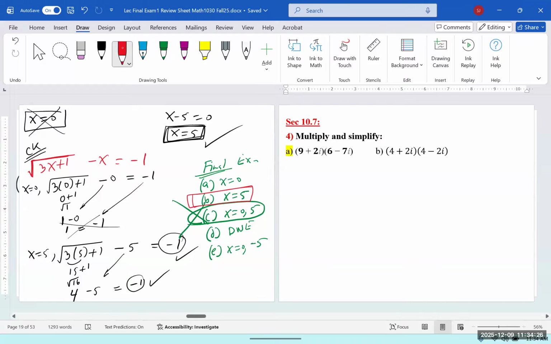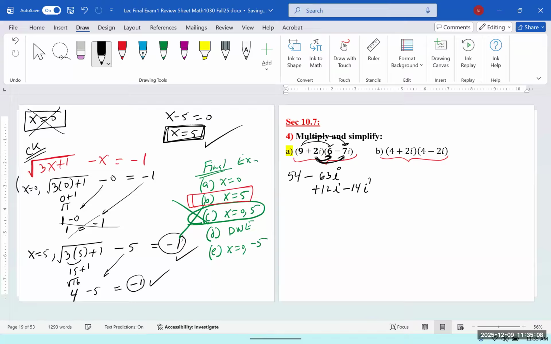Then we have a multiplication with the i. It's the same as what we did with the radical. You just have to use FOIL for this. And since these are conjugates, you can use perfect squares. So if you do foiling, you do 9 times 6, 54. And then 9 times negative 7i. 9 times 7 is 63 with the i. And then you do 2i times 6, which is positive 12i. And then 2i times negative 7i. So 2 times negative 7 is negative 14. i times i is i squared.